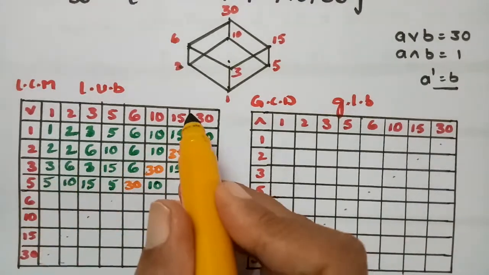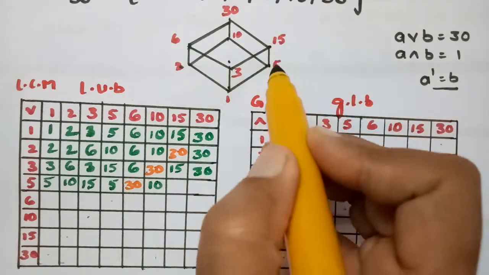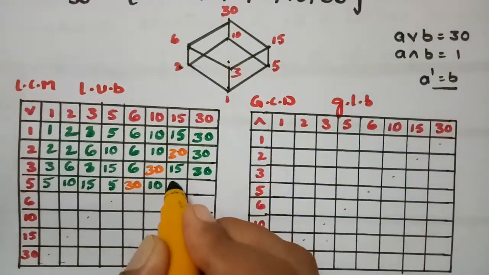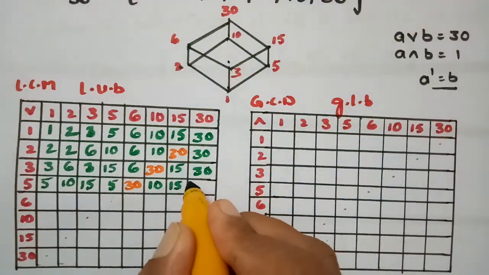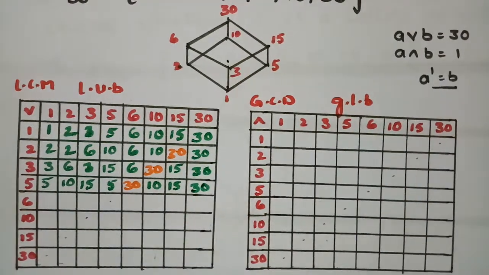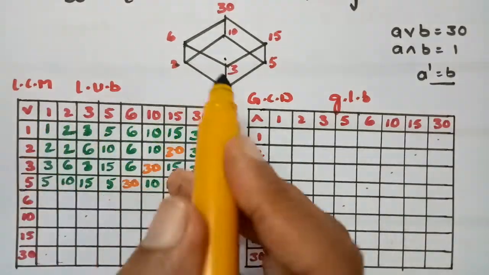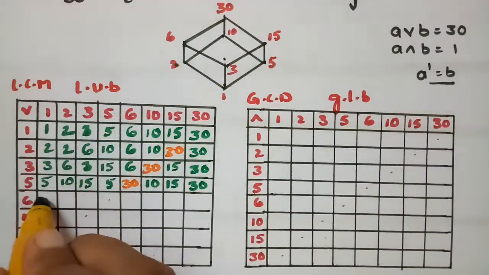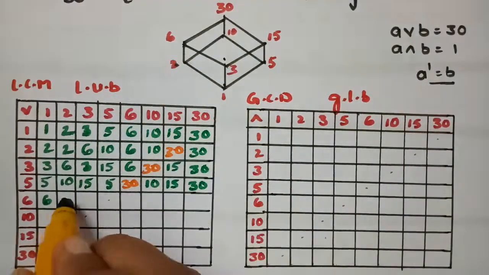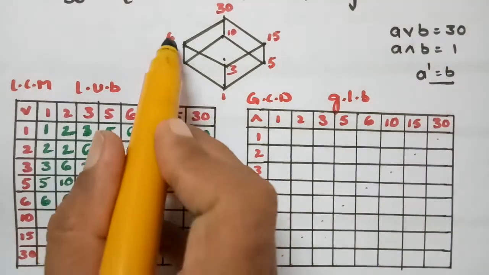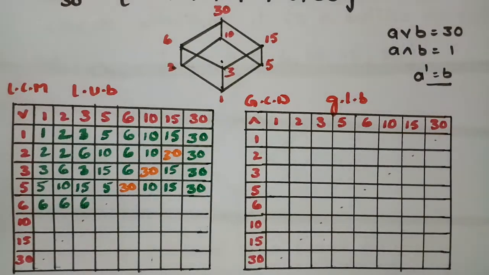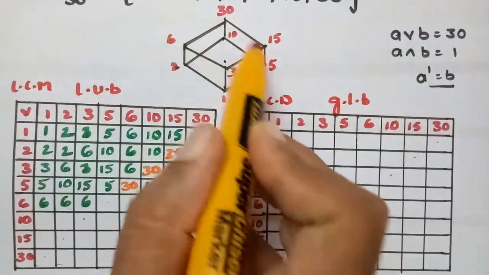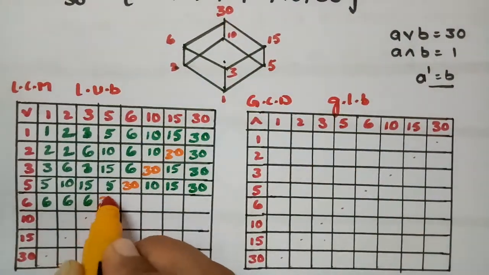And the next one, 5 and 15. 5 is the upper bound. So among 5 and 30, this is nothing but 30. See here, among 6 and 1, 6 is an upper bound. Among 6 and 2, 6 is an upper bound. Among 6 and 3, 6 is the upper bound. Among 6 and 5, the upper bound here is 30.